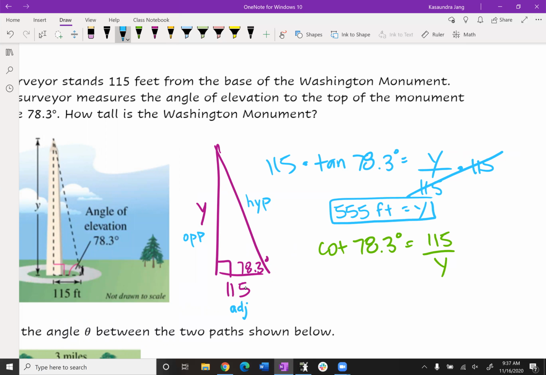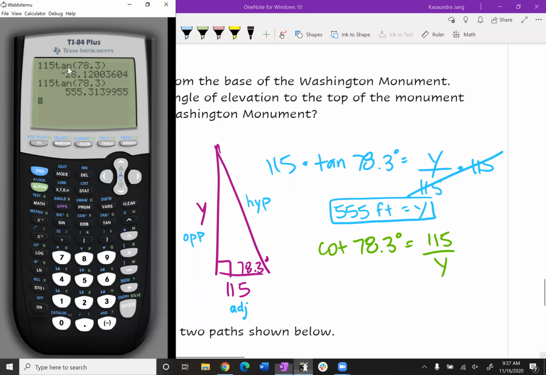Okay, if I got a negative, that would kind of be an indicator something's a little off. I shouldn't have a negative height, right? So that was my degrees versus radians in my calculator. Check your mode when you do this.